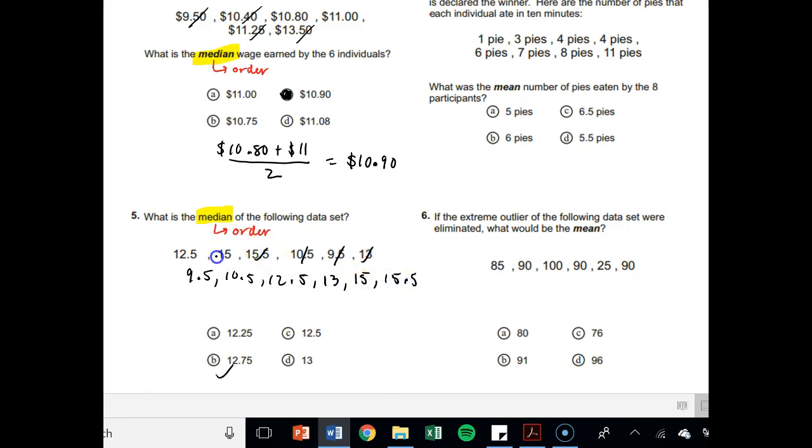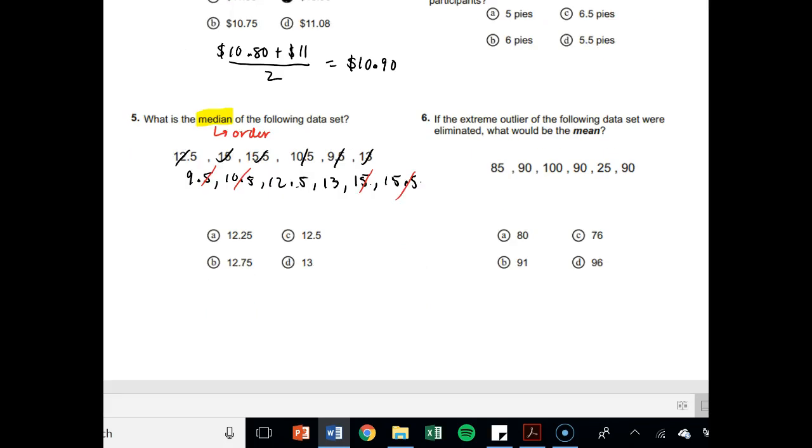Right. All right, so I have 1, 2, 3, 4, 5, 6 numbers. That means 2 will get crossed off on each side, and I'll be left with those 2. So I'm doing 12.5 plus 13 divided by 2, because I had 2 left in the center. I get my answer of 12.75. All right, that's it. You're going to go ahead and do the rest.